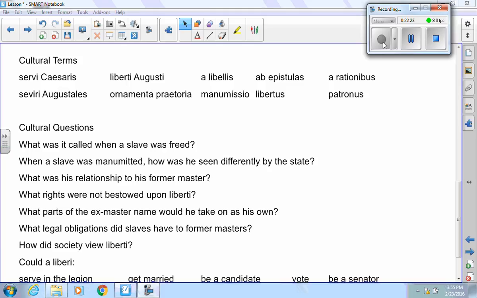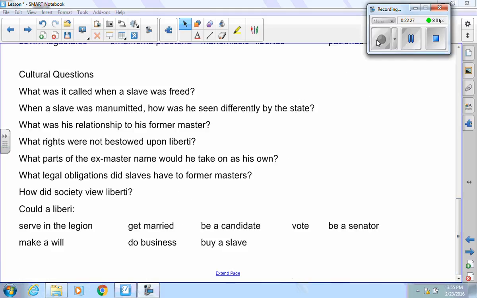That's that patron-client relationship. Finally, we have cultural questions. What was it called when a slave was freed? We call that manumission. When a slave was manumitted, how was he seen differently by the state? Well, he was no longer seen as property. What was his relationship to his former master? He would have become the master's client.